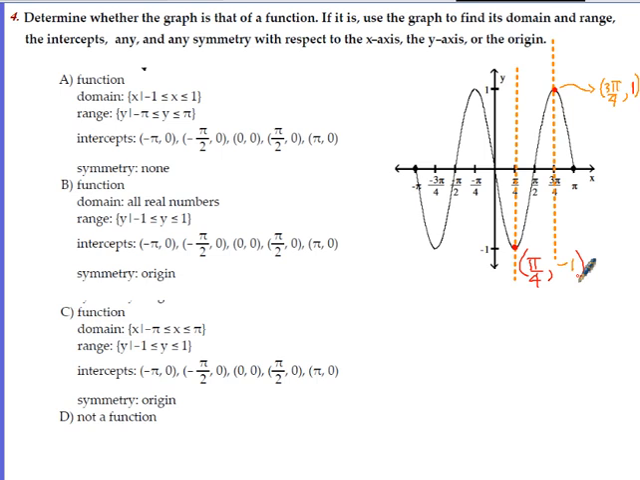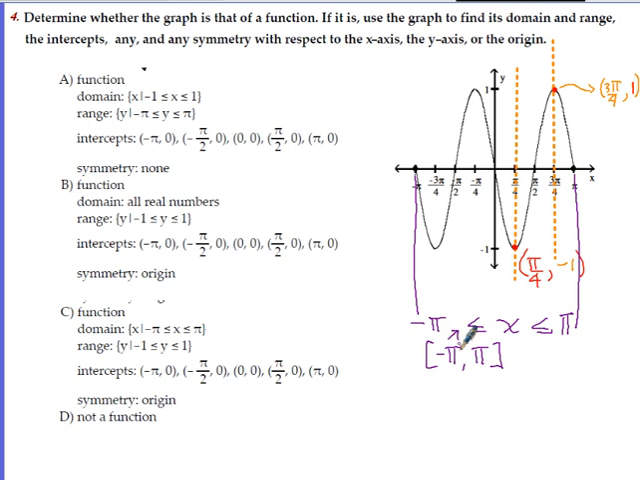Now if this is a function, we have to get the domain and range. So first we have to get the domain wherein the graph was taken. So we have negative pi. It starts here. Okay, your x starts here. So it's negative pi, and it ends here on this part. So it's pi. Therefore, our domain is from negative pi to pi.